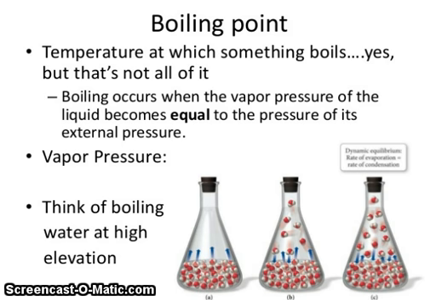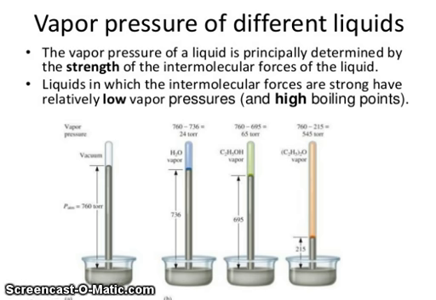Now friends, what is boiling point? The temperature at which something boils, yes, but that's not all of it. Boiling occurs when the vapor pressure of the liquid becomes equal to the external pressure. Think of boiling water at high elevation. Vapor pressure of different liquids: the vapor pressure of a liquid is principally determined by the strength of the intermolecular forces of the liquid. Liquids in which the intermolecular forces are strong have relatively low vapor pressure and high boiling point.